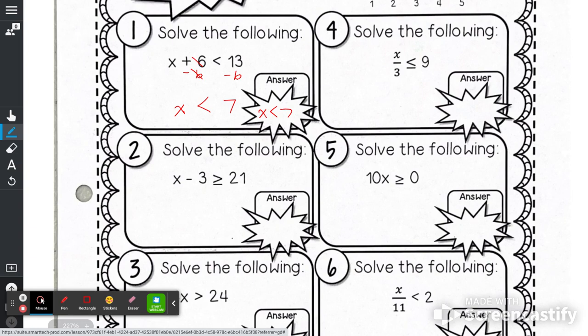Okay, going right down below, number 2, solve the following. x minus 3 is greater than or equal to 21. What did you do? So I canceled out the negative 3 by putting a positive 3, and then added 3 to 21, and then brought down my greater than or equal to sign. So I got x is greater than or equal to 24. Perfect. x is greater than or equal to 24. Thumbs up or thumbs down?